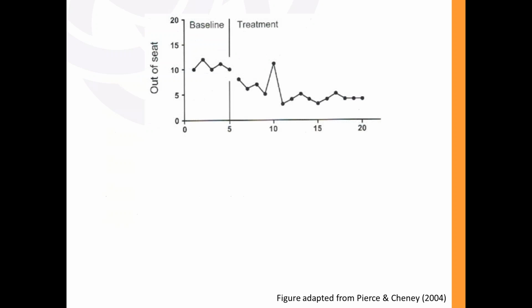Okay, so to begin, here's a basic example of an intervention and its results. Here we have two phases. One is baseline, and then this vertical line represents the point at which you introduce an intervention, and then everything after that is called the treatment phase. You can see that the y-axis shows the number of out-of-seat behaviors.